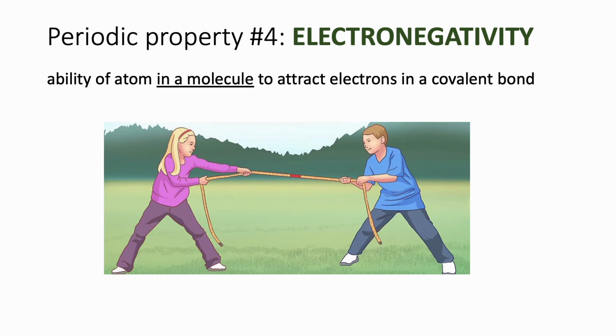Now, before we go on, I need to talk about a fourth periodic property that we call electronegativity. This periodic property only operates within a molecule where atoms are covalently bonded. And you could think about this as a tug of war. Basically, you have two nuclei, both attracted to the same pair of electrons, and they're both going to be pulling on those electrons.